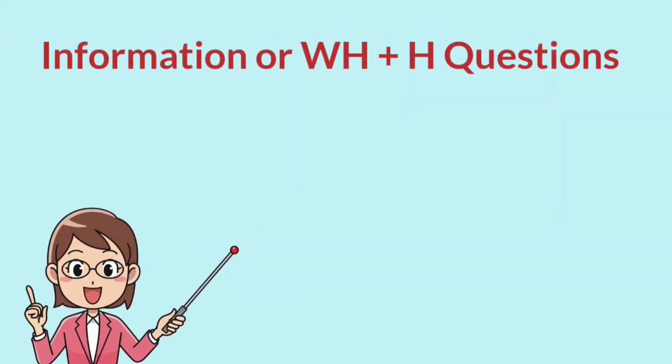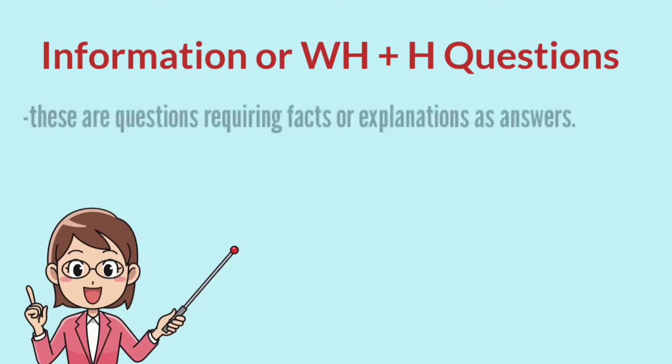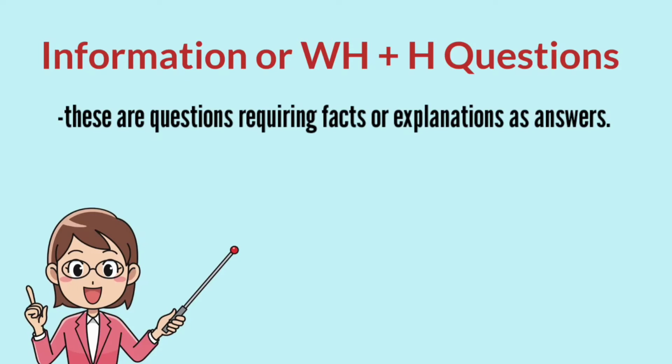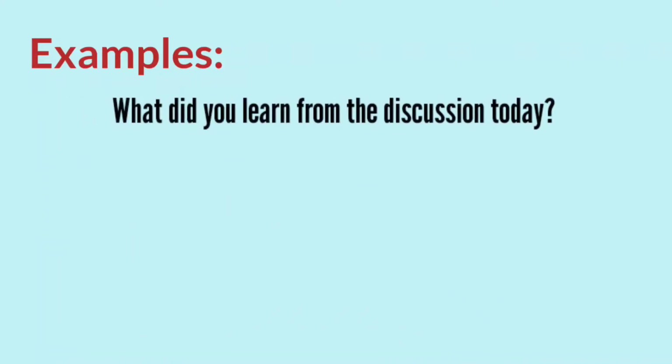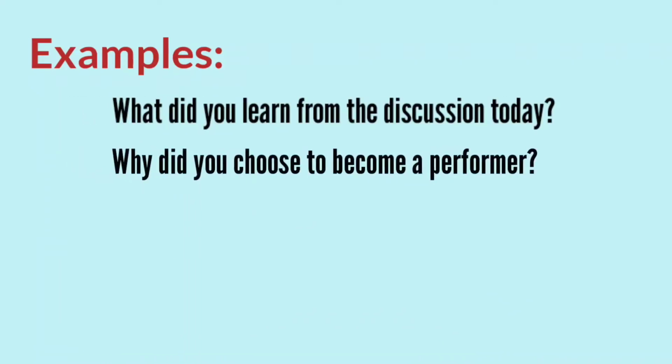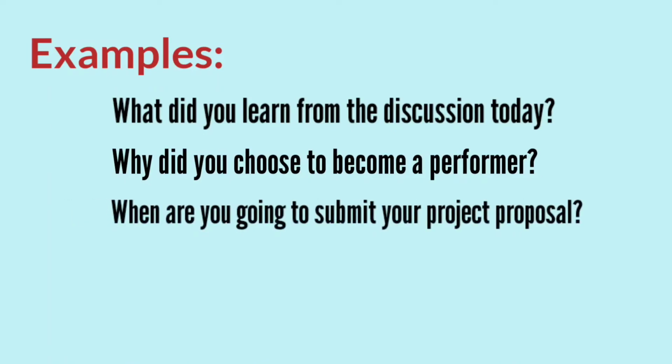Information or WH+H questions: what, who, where, when, why and how. These are questions requiring facts or explanations as answers. Some examples are the following. What did you learn from the discussion today? Why did you choose to become a performer? When are you going to submit your project proposal?